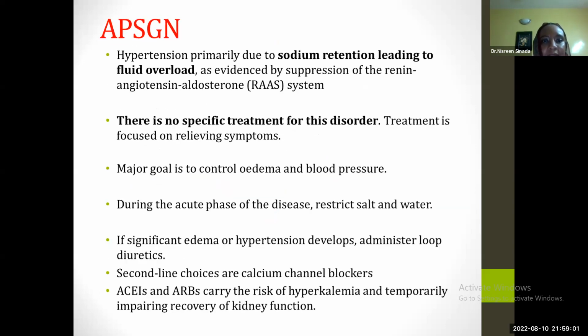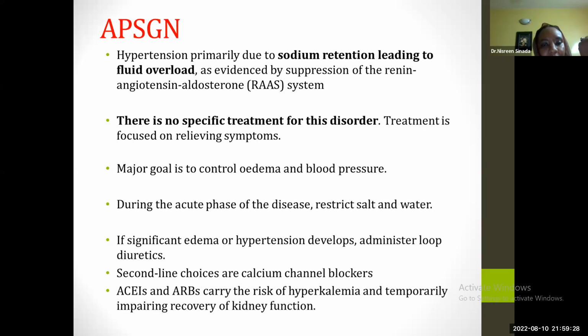Okay, how do you manage acute post-streptococcal glomerulonephritis? In acute post-streptococcal glomerulonephritis, the hypertension is primarily due to sodium retention, leading to fluid overload, as evidenced by suppression of the renin-angiotensin-aldosterone system. There is no specific treatment for the disorder. Treatment is focused on relieving symptoms, and the major goal is to control edema and blood pressure.